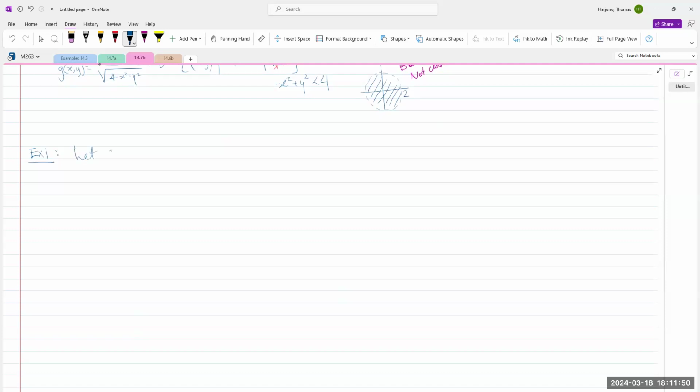Let f(x,y) equal xy minus x minus 3y on a triangular region with vertices (0,0), (0,4), (5,0).